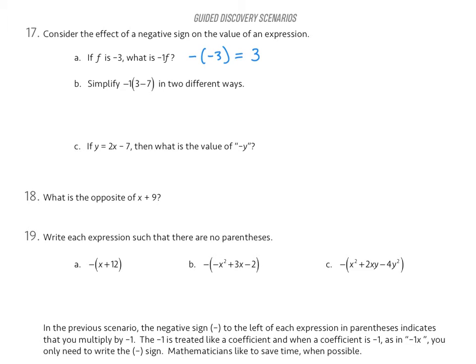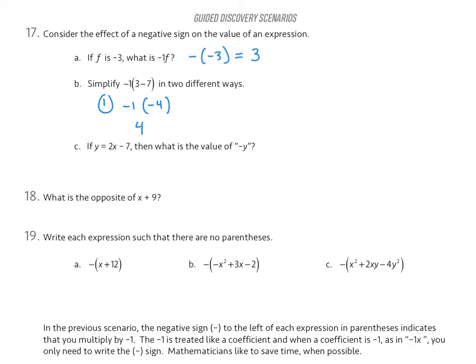Part B. Simplify negative 1 times the expression 3 minus 7 in two different ways. The first way you could do this is to simplify inside the parentheses first. So you could write negative 1 times, well, 3 minus 7 is negative 4, so put negative 4. And now we have negative 1 times negative 4, which is positive 4.